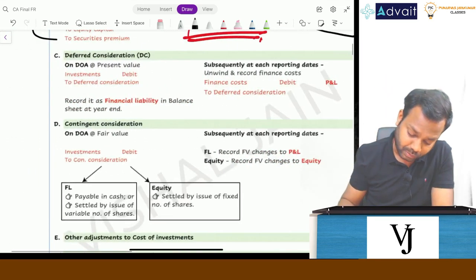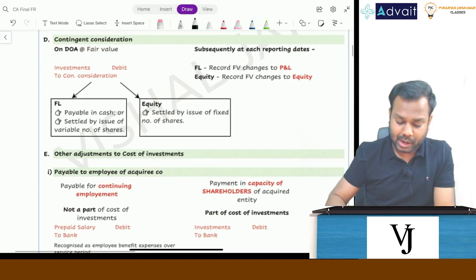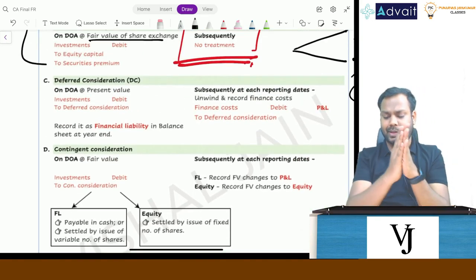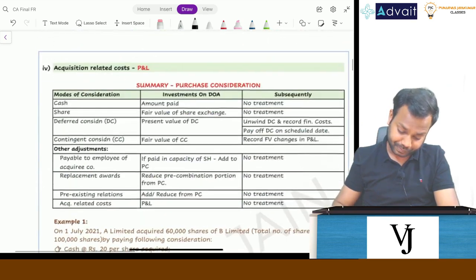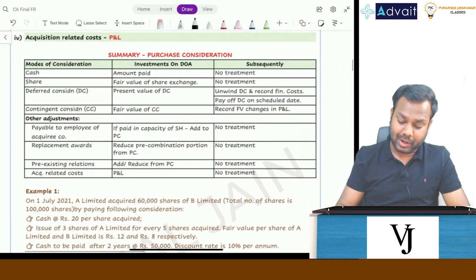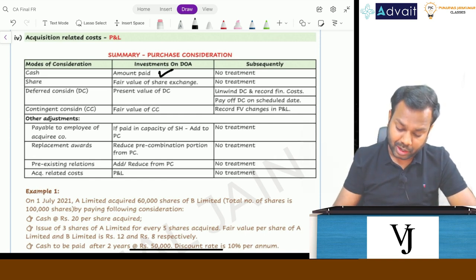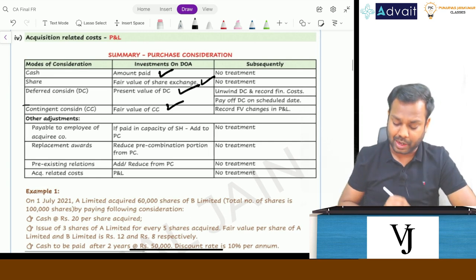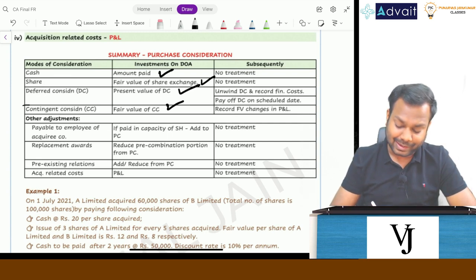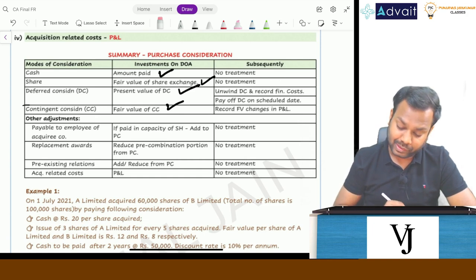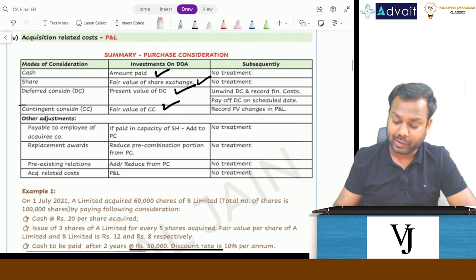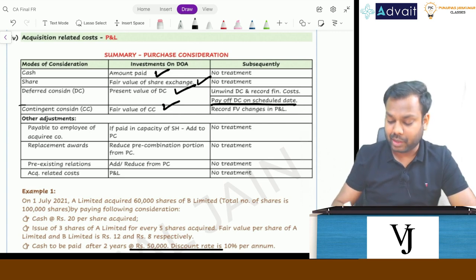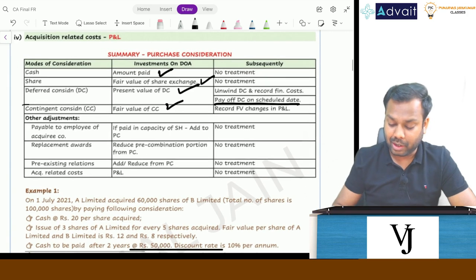Now, further, other adjustments. Before I go to other adjustments, let me quickly summarize things. If it is cash, I will record the investment on the date of acquisition at the amount paid. If it is share exchange, I will record at the fair value of the share exchange. If it is deferred consideration, at present value. If it is contingent consideration, at fair value. Subsequently, for cash and share exchange, no treatment. But for deferred consideration, we will unwind it and record finance cost, and pay off the deferred consideration on the scheduled date. For contingent consideration, I will record the fair value change in the P&L.